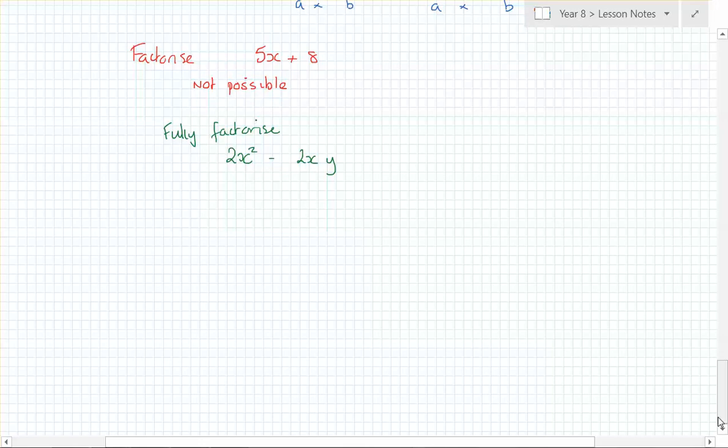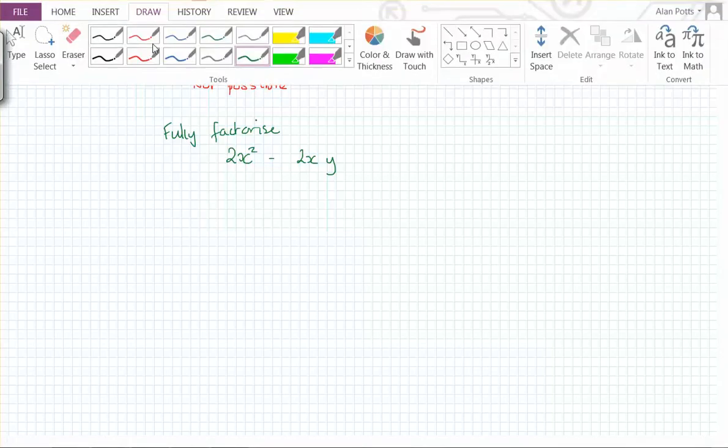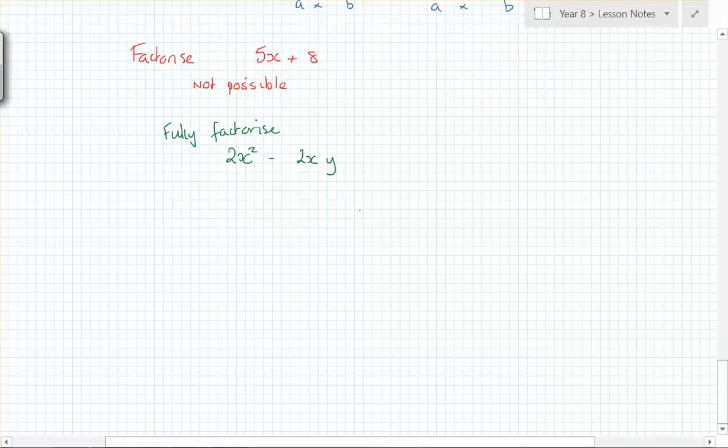Archie? Okay, since it's 2x squared minus 2xy, since 2x occurs twice, you would put 2x on the outside, so you times it by 2x. On the inside, in the brackets, you put x minus y. Then you times both of them by 2x, which would make 2x squared and minus 2xy.